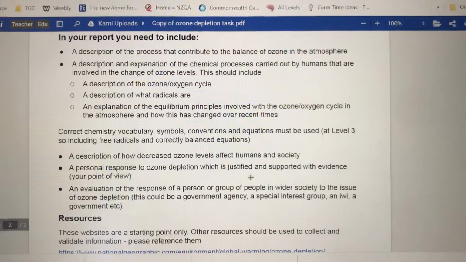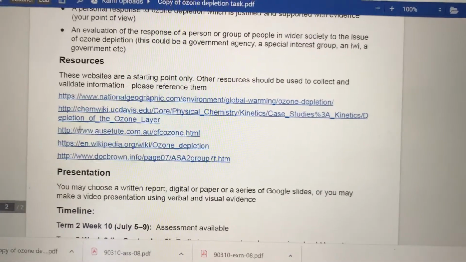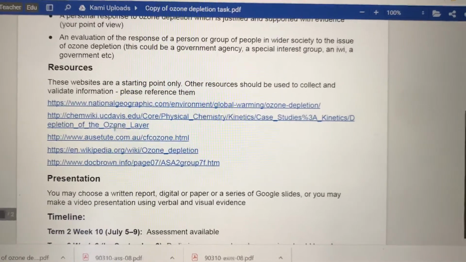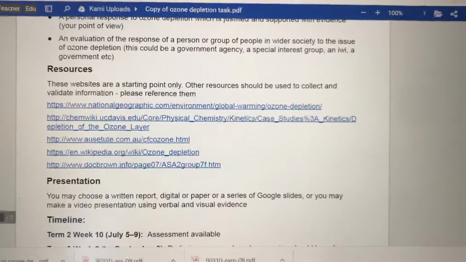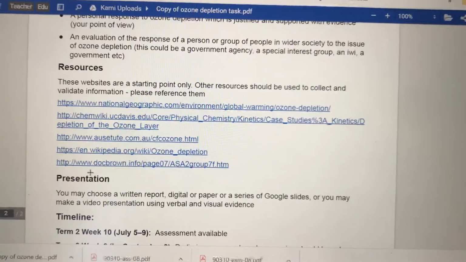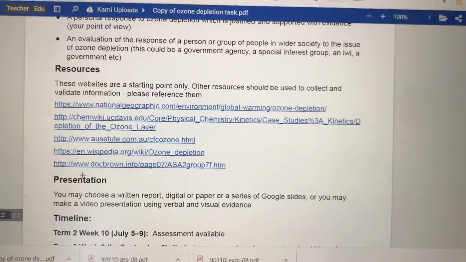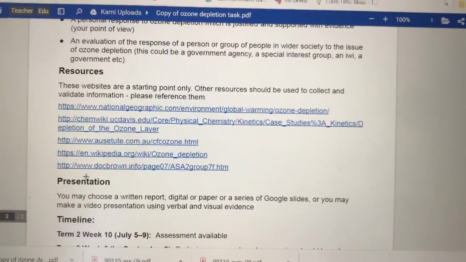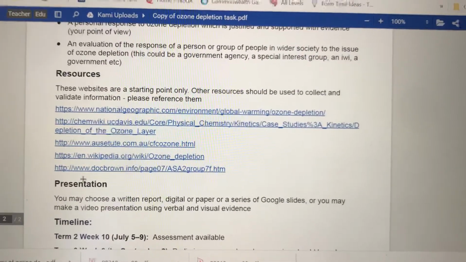So the first thing I suggest you do is to go to the resources. Here they all are. We've given you five good resources. It says these are a starting point and you can use other resources, but these will give you most of the information you need. So a starting point is to go to each of these and then either print or download them into a form that you can annotate and read through carefully.